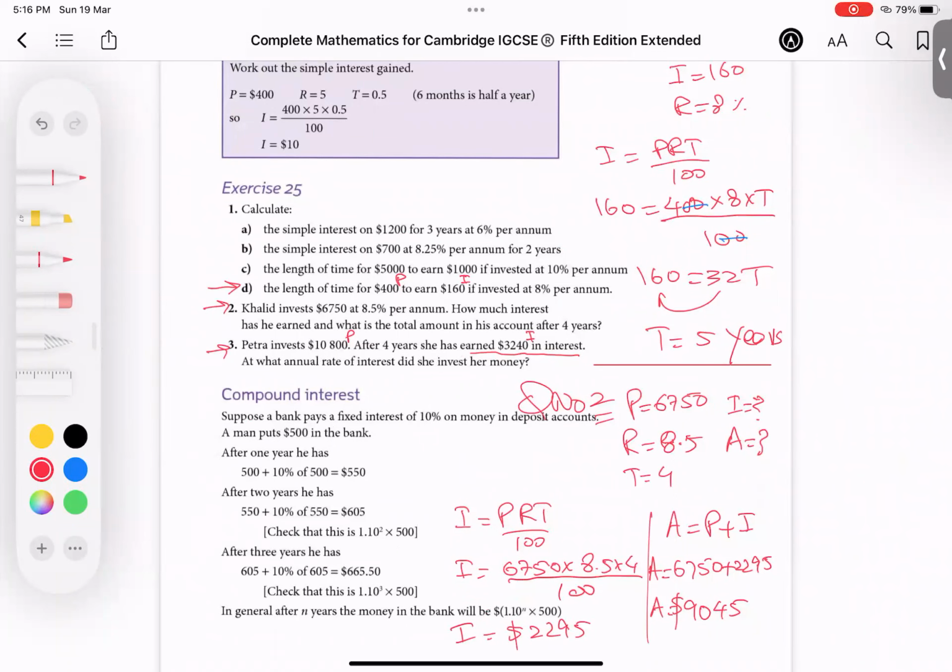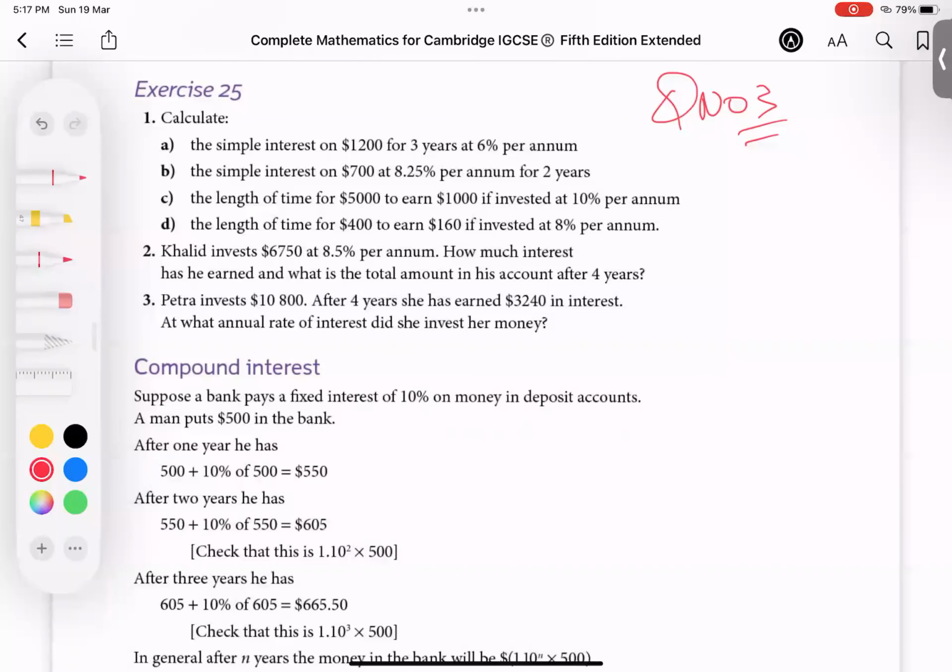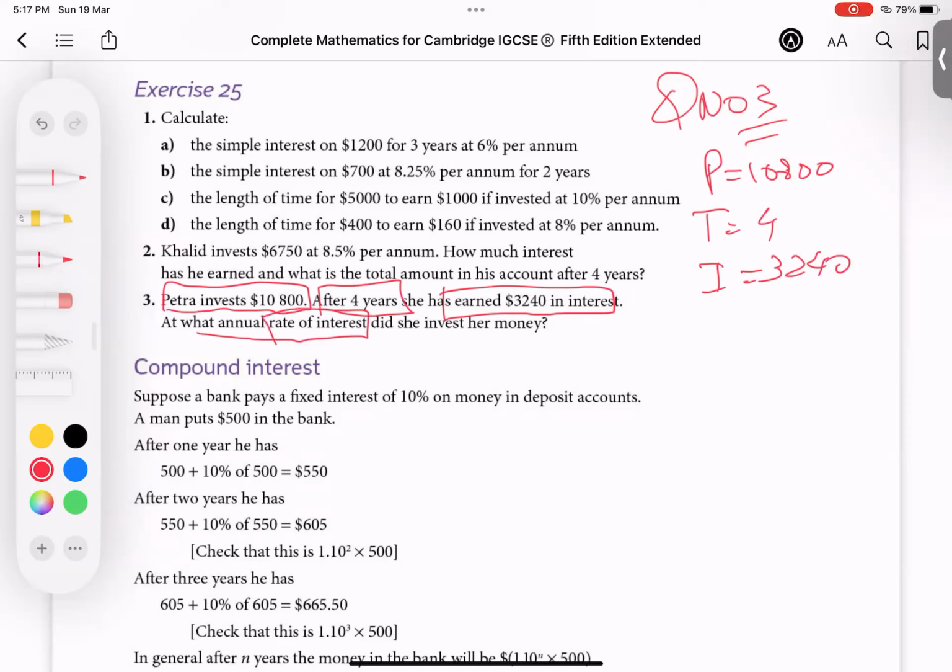Now I'm going to do question number 3. He said that P invested is this much. So P, the investment, is 10800, and after 4 years, the time is 4, he earned interest I, this is called I, 3240. And at what annual rate of interest? So R is what? I think it is clear.